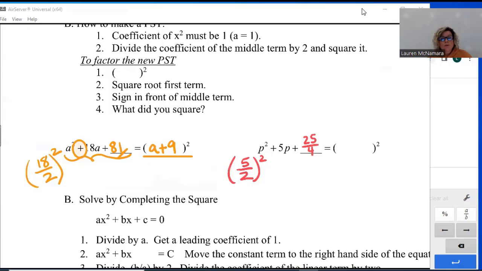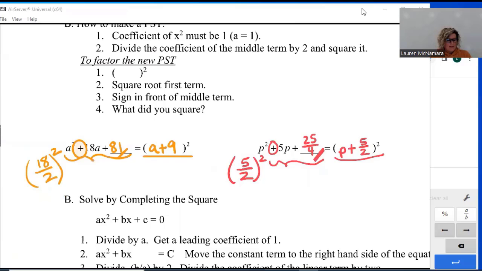The whole reason for me making this into a perfect square trinomial is so that I can write it as a binomial squared. What's my first term? P. What's my sign going to be? Plus. What did I square to get this 25 divided by 4? 5 divided by 2. But let's do another one that's not a fraction.